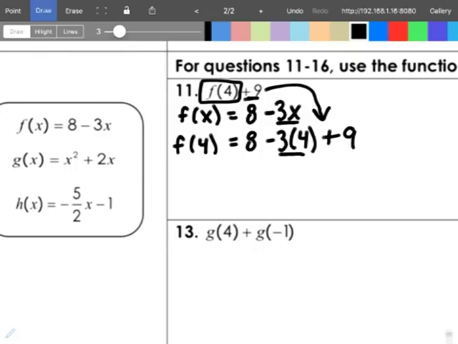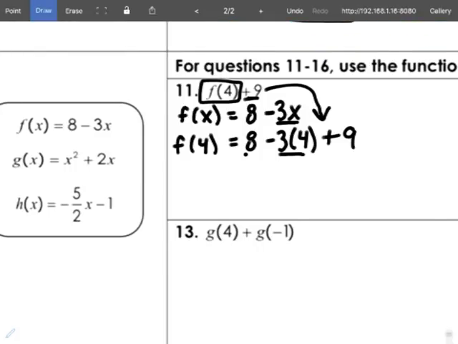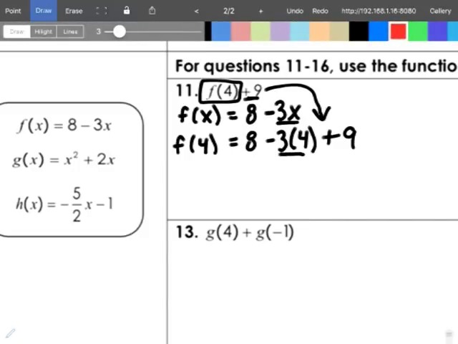What do we do first? We cannot do 8 minus 3. Do not do 8 minus 3 because multiplication comes first. We have to do this piece first. You'll get a different answer if you don't. So 8, I'm going to leave that there. Negative 3 times 4 is negative 12 plus 9.